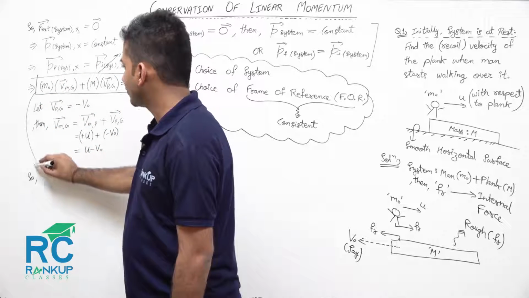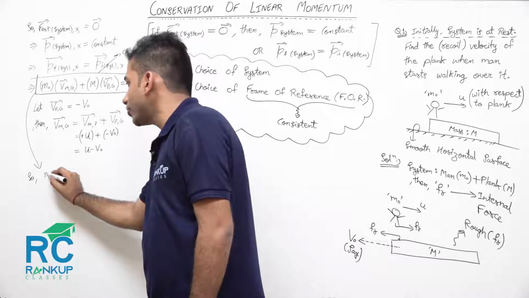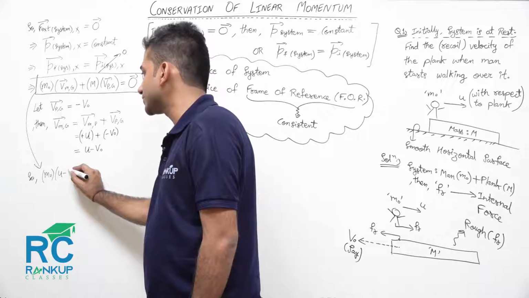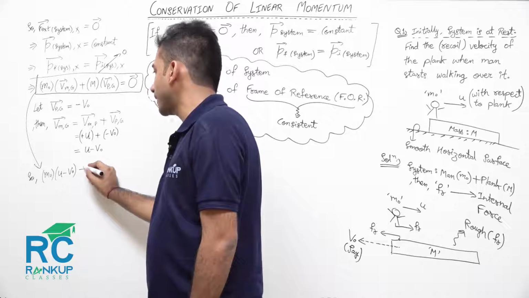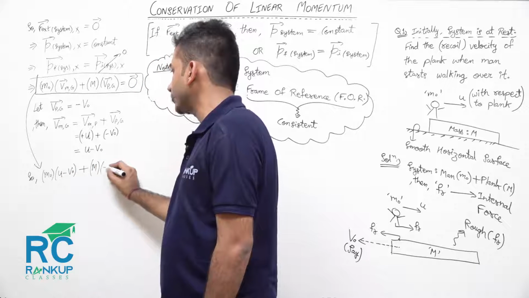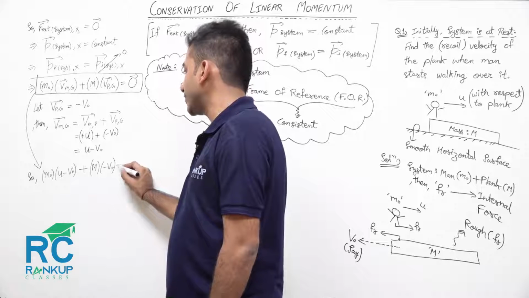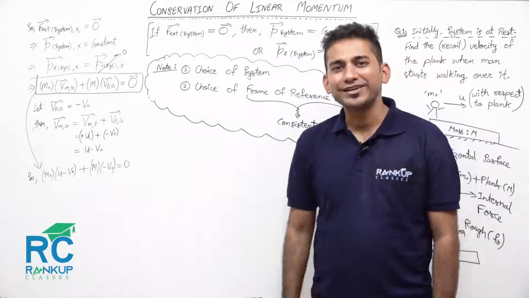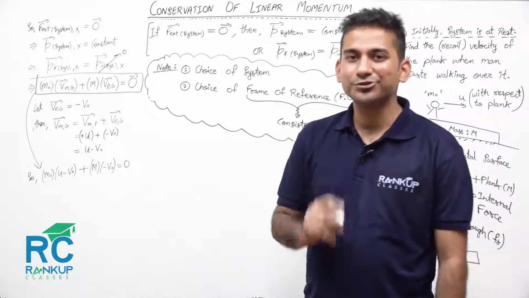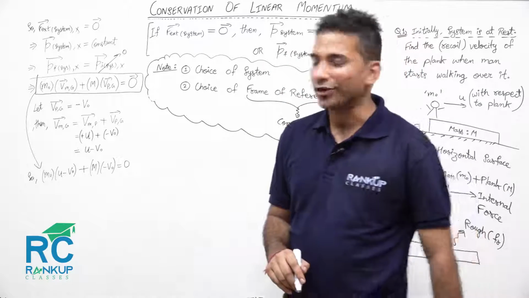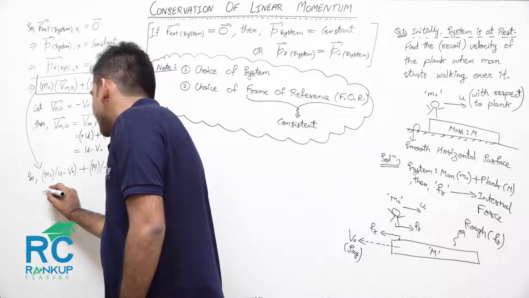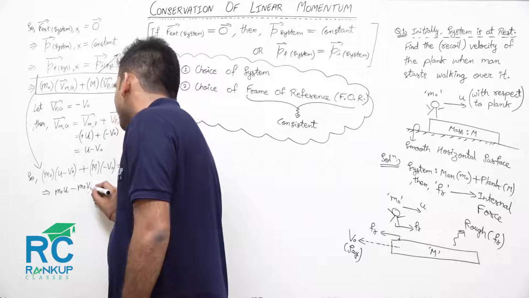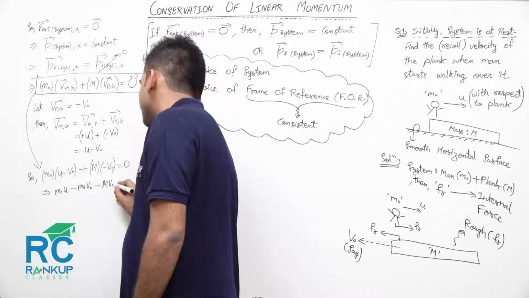According to this equation, can we say m0 into velocity of man with respect to ground, that is u minus v0, plus capital M into minus v0, that must be equal to 0, the initial momentum. What is our motto? What do we need to determine? Do remember it, right? We need to determine the value of v0. Then in that case, can we simplify it this way? m0 u minus m0 v0 minus Mv0, that must be equal to 0.